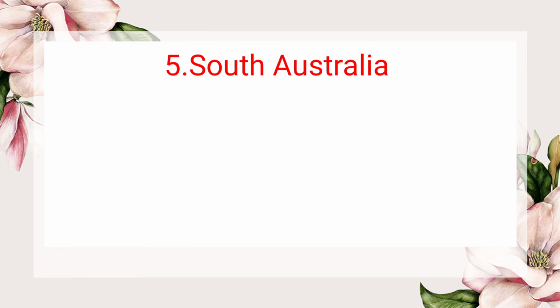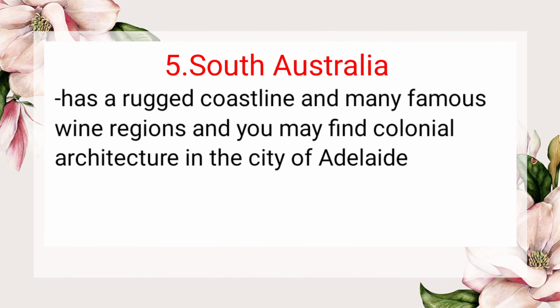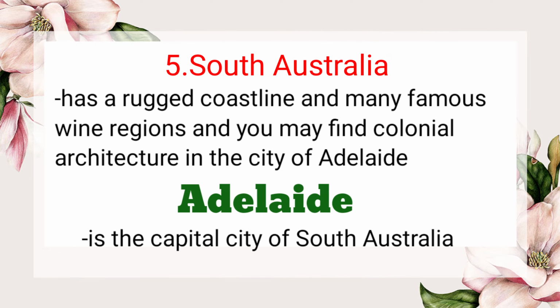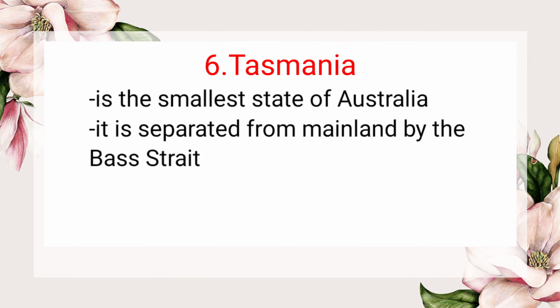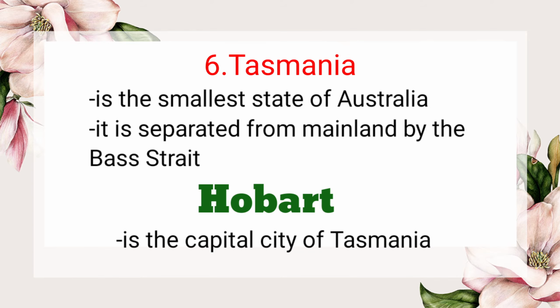Number 5, South Australia. South Australia has a rugged coastline and many famous wine regions, and you may find colonial architecture in the city of Adelaide. Adelaide is the capital city of South Australia. Number 6, Tasmania. Tasmania is the smallest state of Australia. It is separated from the mainland by the Bass Strait. Hobart is the capital city of Tasmania.